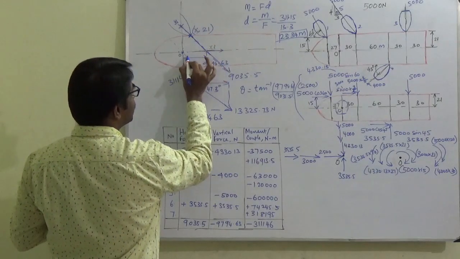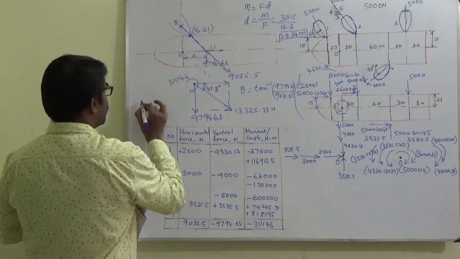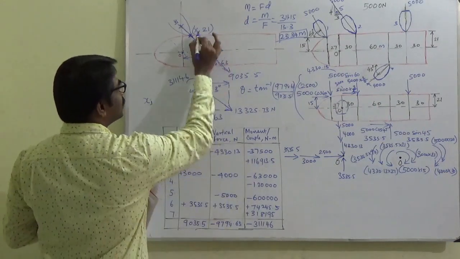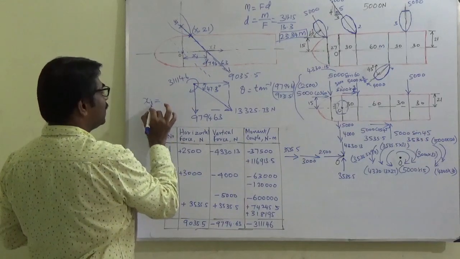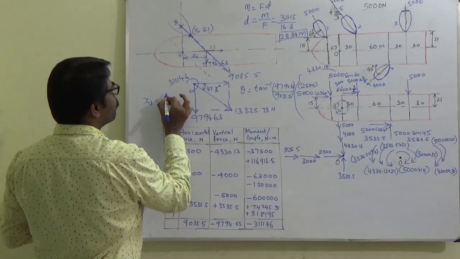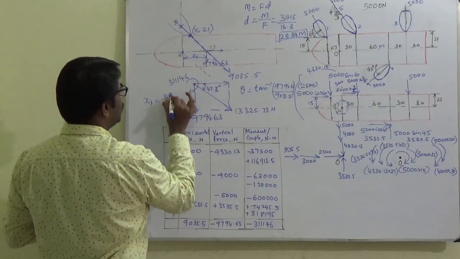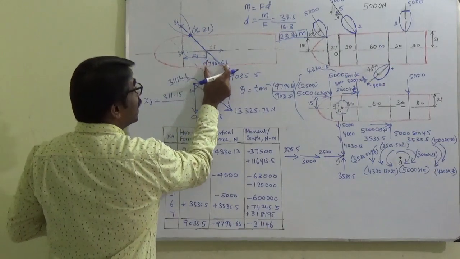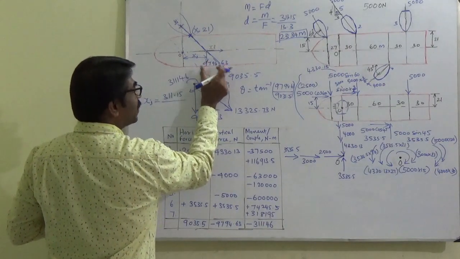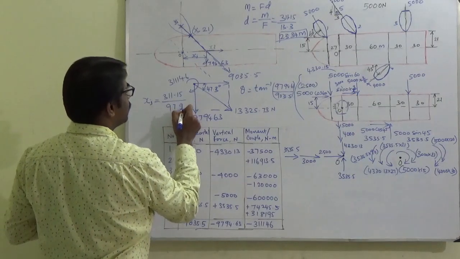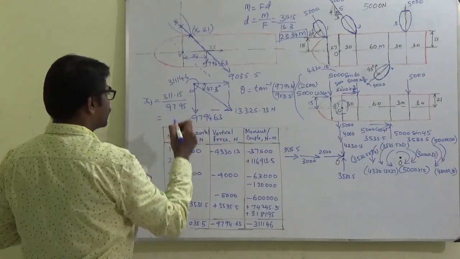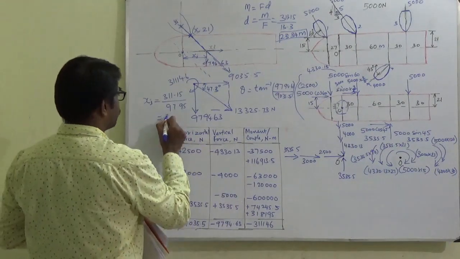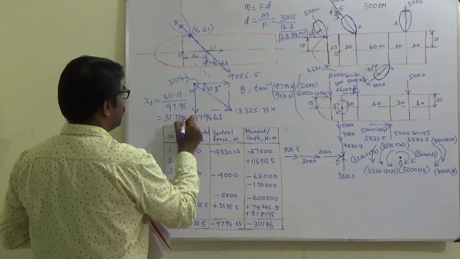Now this distance is x. So x I call it l because we have another h. So x intercept is moment, moment is 311.15 divided by only the vertical force component. Okay, so 97.95. So the x intercept is 31.77 meter.